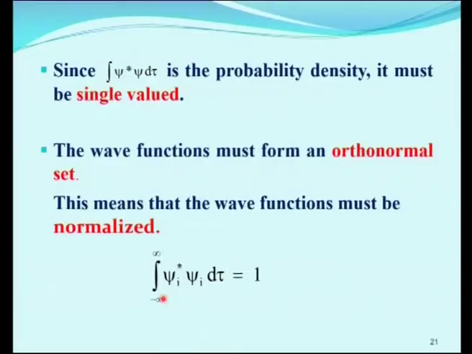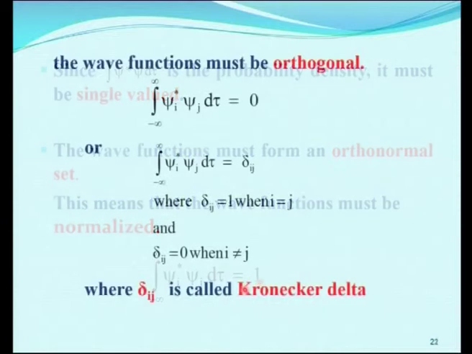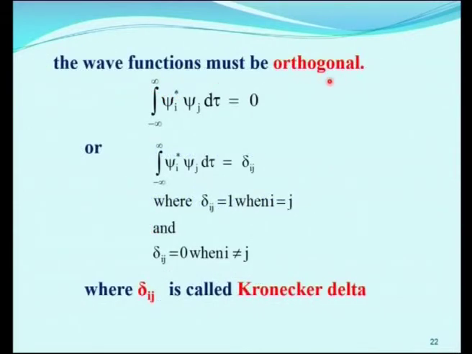This means that the wave function must be normalized first, that is the integral from minus infinity to plus infinity of ψi* ψi dτ is equal to 1. Then the wave functions must be orthogonal. So, the integral from minus infinity to plus infinity of ψi* ψj dτ is equal to 0, or the integral of ψi* ψj dτ is equal to δij, where δij is equal to 1 when i is equal to j and δij is equal to 0 when i is not equal to j.